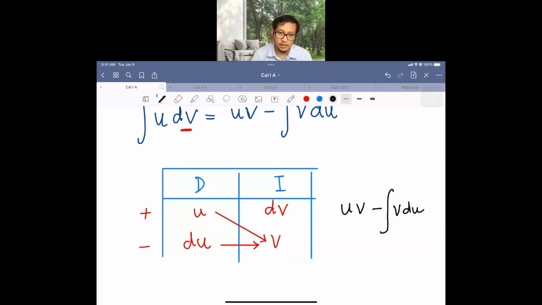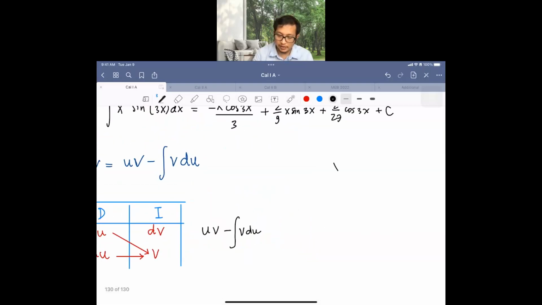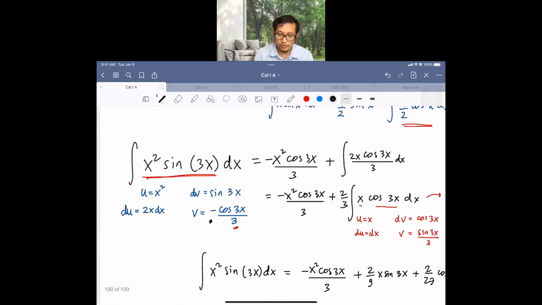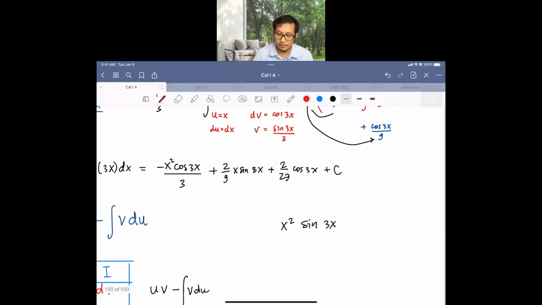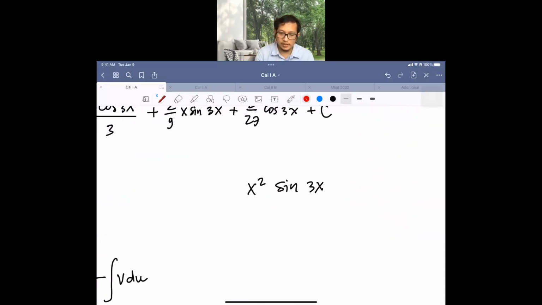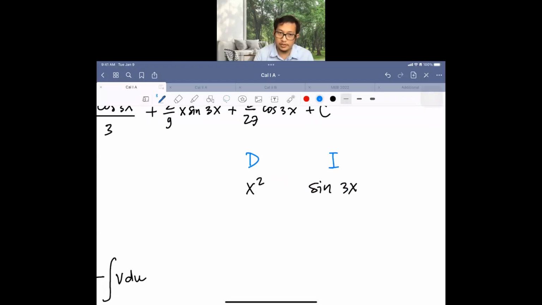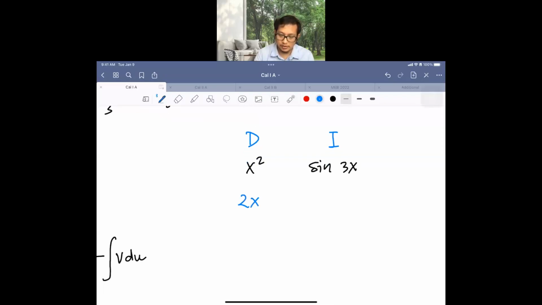Now, the only thing we need to do is select which one is going to be differentiated and which one is going to be integrated. Let's take our case, x squared and sine 3x. This is the one that is going to be differentiated. This is the one that is going to be integrated. Let's say we differentiate this: 2x, and then 2, and then 0. Then stop there.